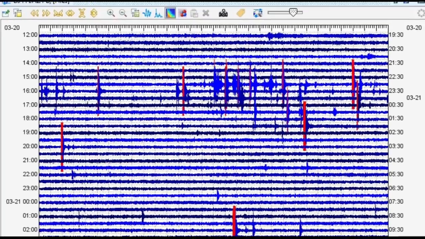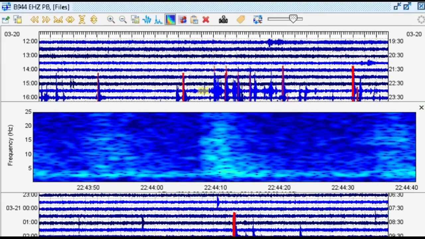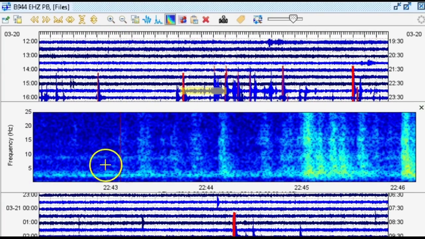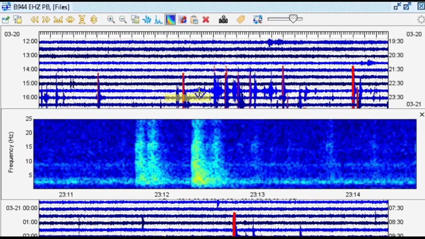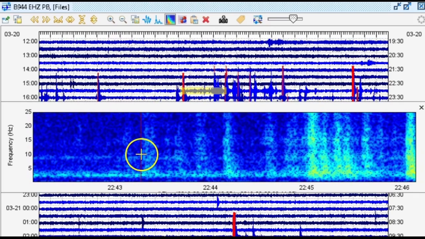But I'm getting off track. Let's talk about this swarm right here. Now I'm going to zoom out real quick. And let's see. Where did it start? So it started, I'm going to say, right about 2243 UTC on the 20th. So in between the 20th and the 21st.